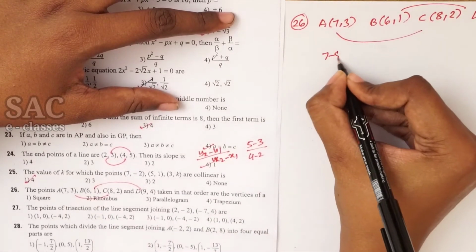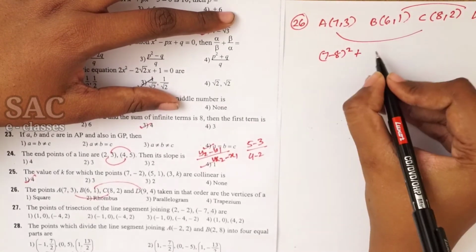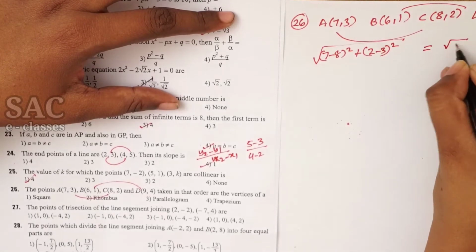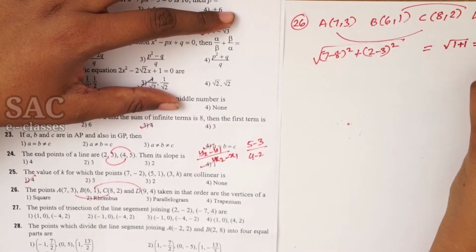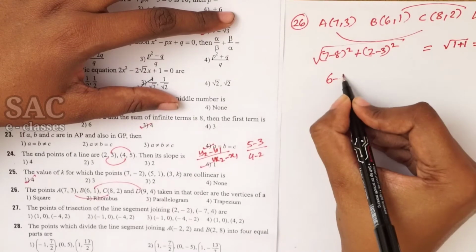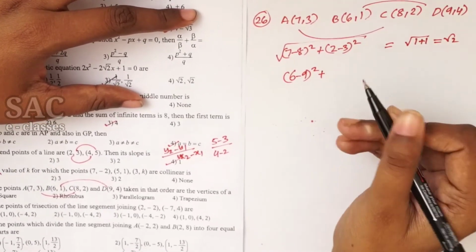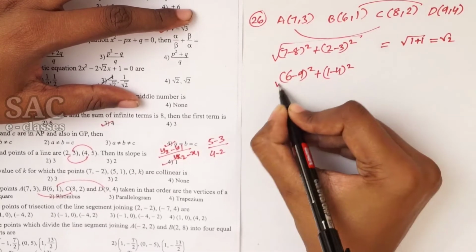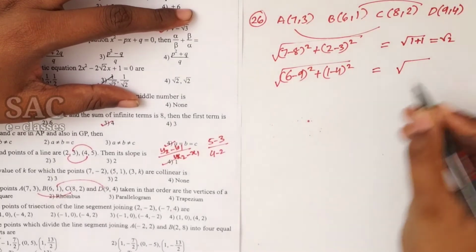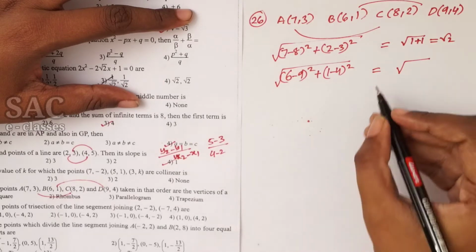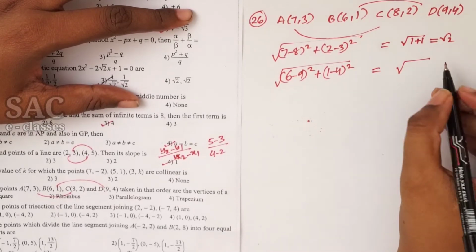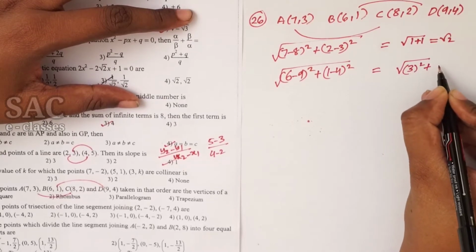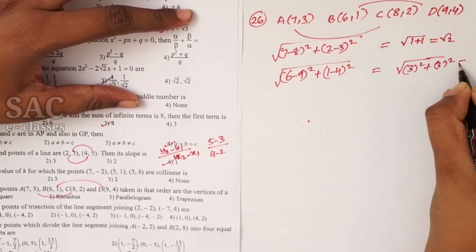AC value: 7 minus 8 whole square plus 2 minus 3 whole square, with the square root, which is root 1 plus 1, which is root 2. Coming to BD, 6 minus 9 whole square plus 1 minus 4 whole square, which is equal to root over 6 minus 9 whole square can be taken as 3 square plus 3 square, will be root 18.